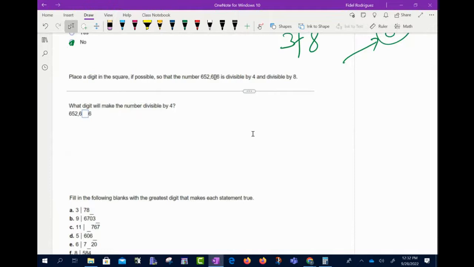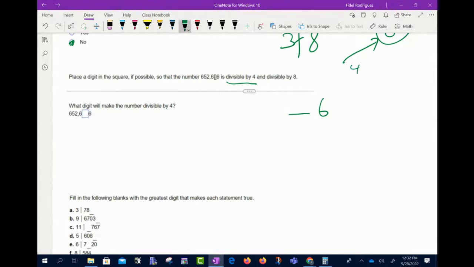So the next problem I have here says, place a digit in the square, if possible, so that the number 652,600 blank 6 is divisible by 4, and it's also divisible by 8. Okay, so this is what we're going to try to figure out, y'all. In order for a number to be divisible by 4, the last 2 digits have to be divisible by 4. So I'm going to have a blank and a 6, okay?